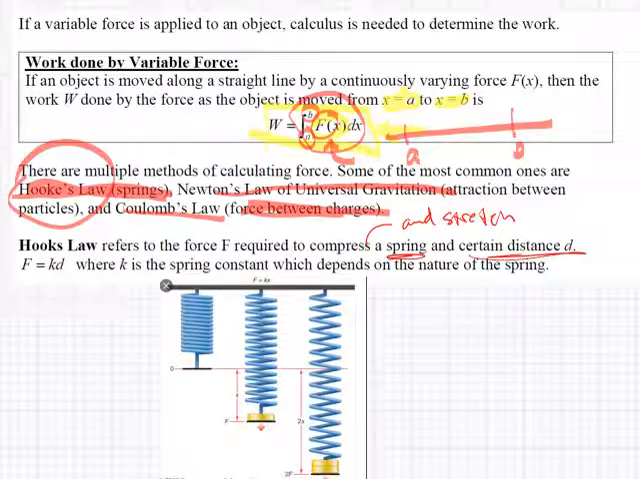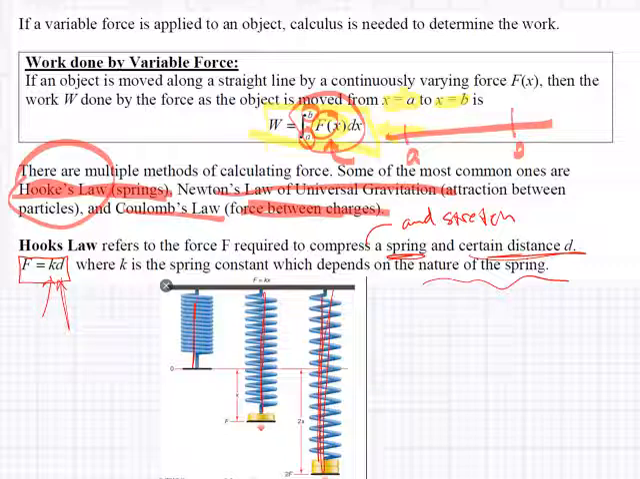And a nice reason why I like the spring example is because it's definitely a linear motion. So it's moving along this line. Okay? And the way you can do it is with this formula here, F equals K times D, where K is what we call the spring constant. And the spring constant depends on the nature of the spring. How tightly is it wound? What material is it made of? And D is the distance that we would be traveling.